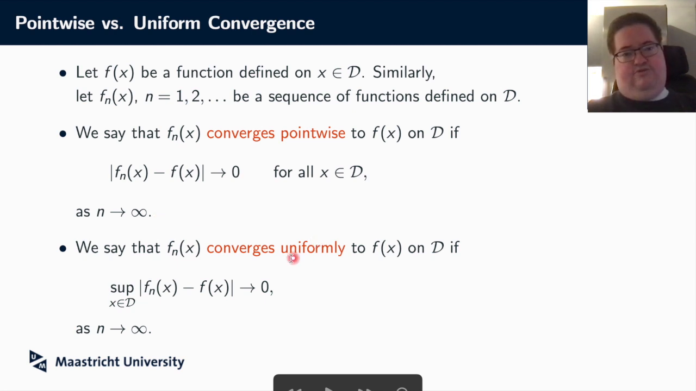Now the second thing is stronger, and that says uniform convergence occurs when the difference between f_n(x) and f(x), but not for any fixed point, but the supremum over all possible x's in the domain. So we search for this difference and then find the value of x at which this difference is largest, and that converges to 0. Then we have uniform convergence.